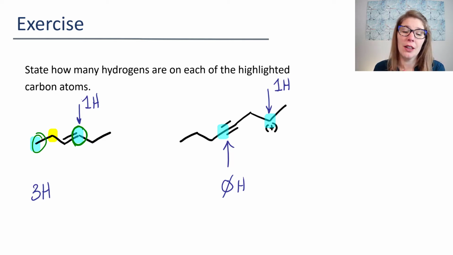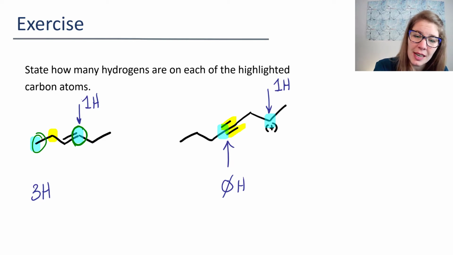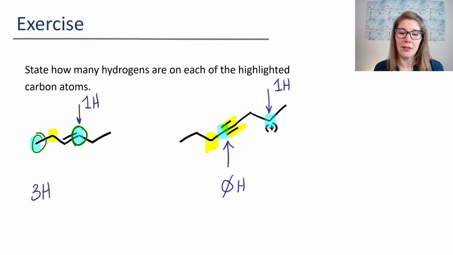If we go over to the other structure and look at the carbon that is involved in a triple bond, there's 3 bonds already there. So right here, 1, 2, 3, and then 1 off to the left. So that's 4 bonds. That means there's no hydrogens present.